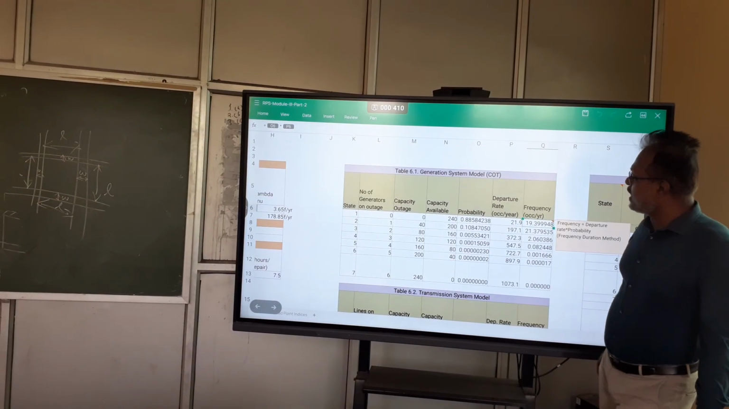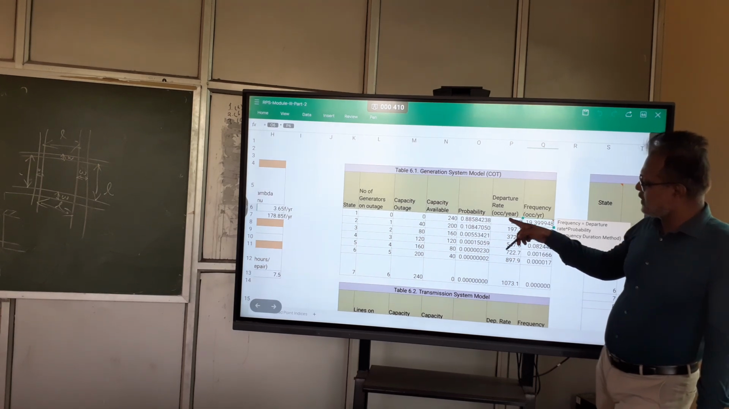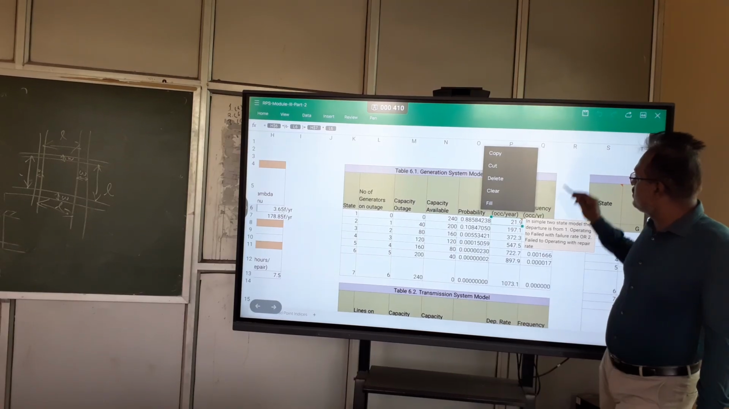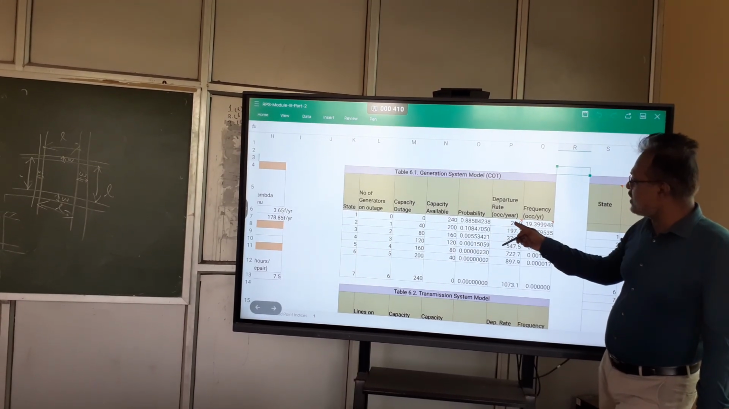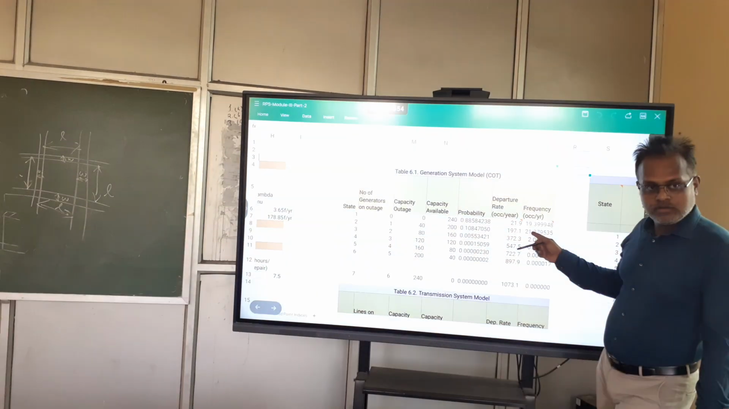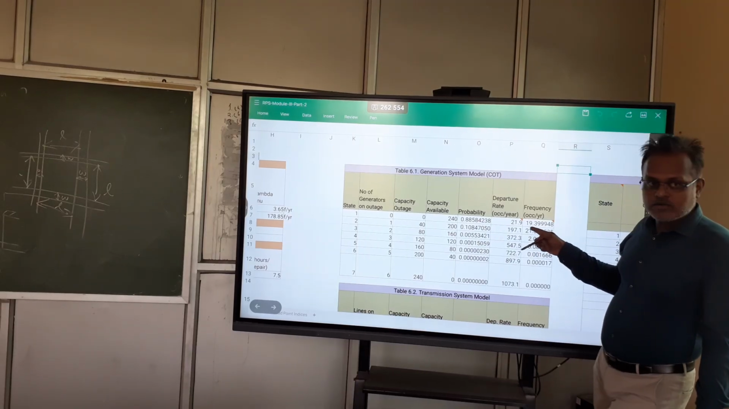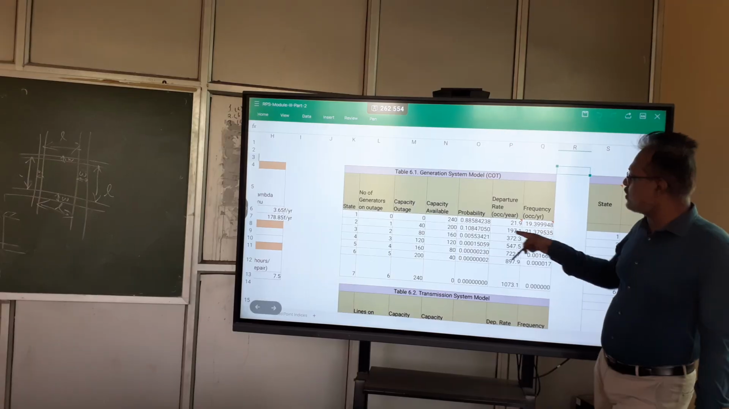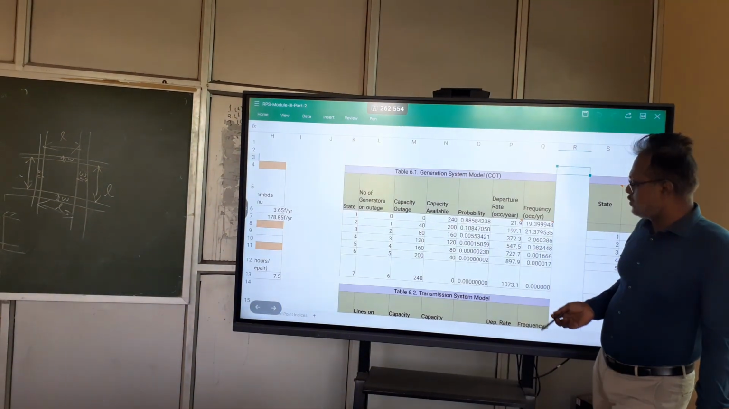What is frequency? We have seen in the frequency and duration approach. So probability into departure rate is equal to frequency. That we know. Check: 21.9 into 0.88 must be equal to 19.39. Okay. Similarly, 7.1 into 0.108 must be equal to 21.36. So this is the frequency.